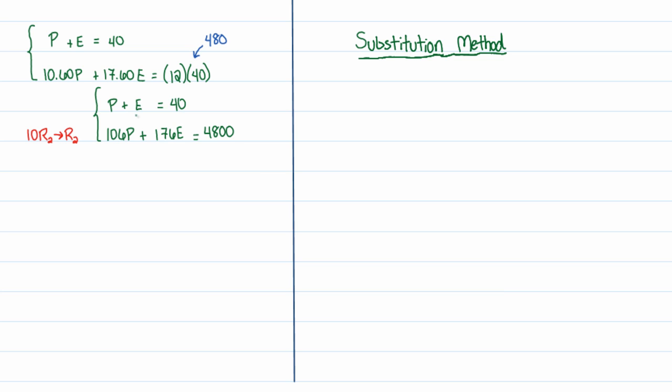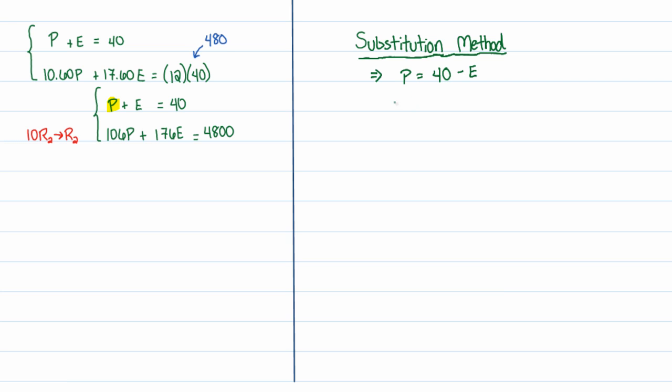The idea behind the substitution method is to take one of these two equations, pick a variable, and solve for it. Now, obviously, when you're looking at both these equations, probably the easier equation to work with is that top equation. So let's go ahead and solve for, it doesn't really matter which variable, I'm going to solve for p in that top equation. So what I'll do is I'll subtract e from both sides. So I get the following. P is equal to 40 minus e.